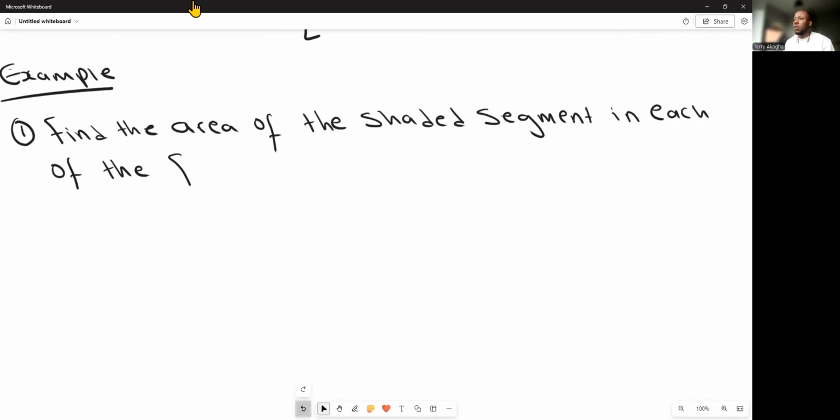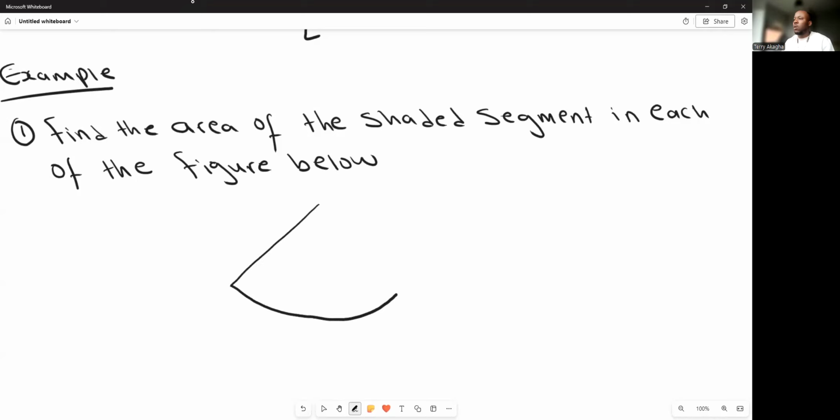Or in the sector in the figure below. So we have something like this. We're told this angle was 60 degrees and this length was 10 centimeters. Then we have this. We're told to find the area of that shaded region, okay?